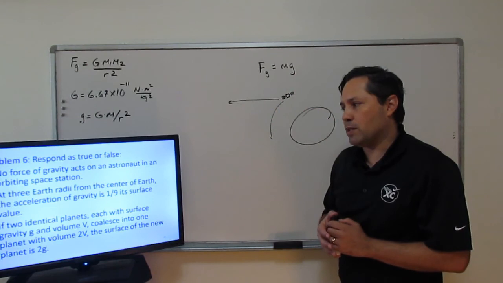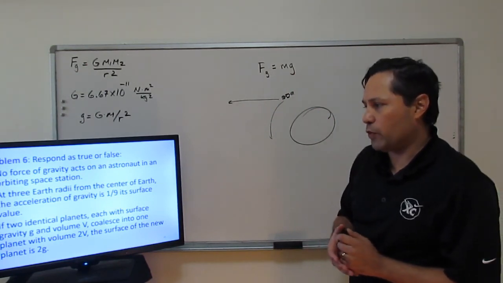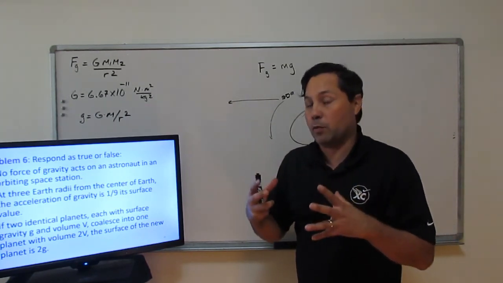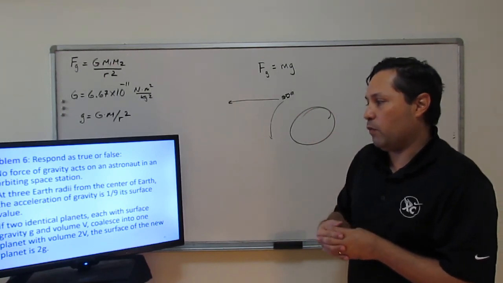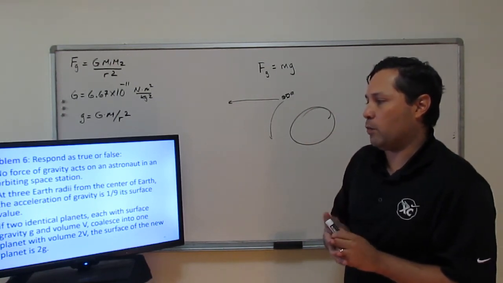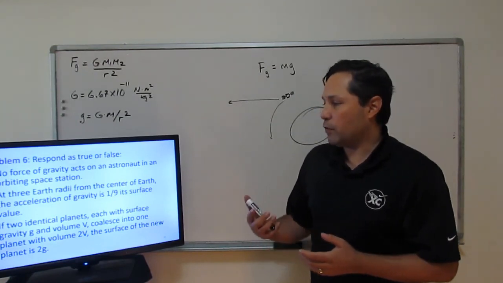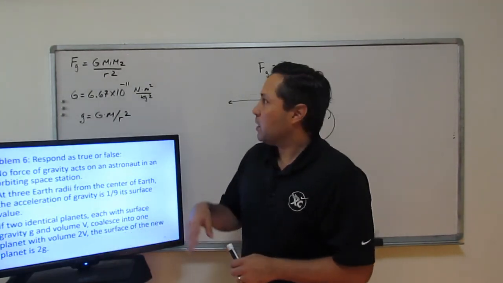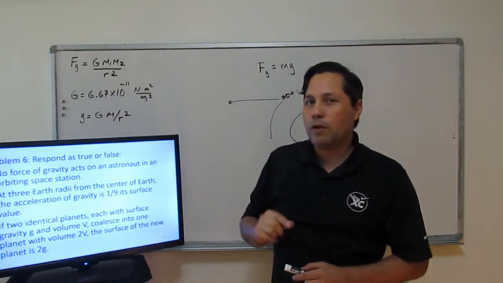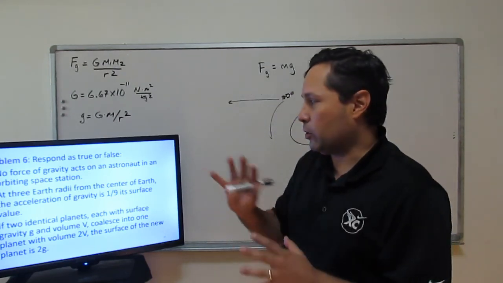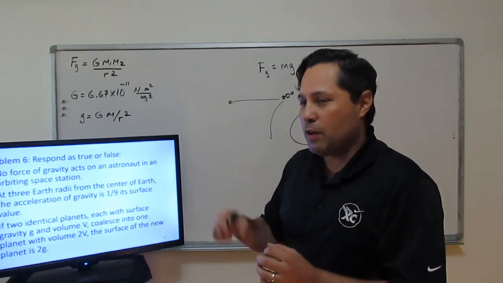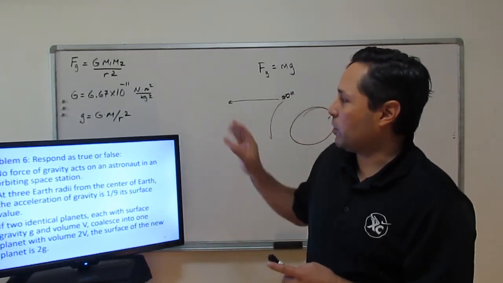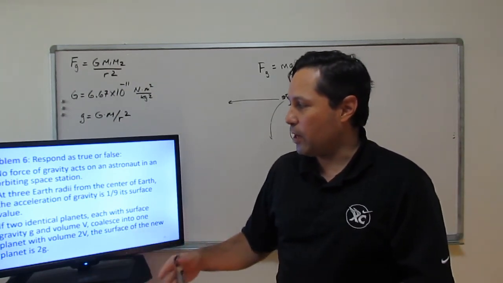Lastly, letter C. If 2 identical planets, each with a surface gravity of G and a volume V, were to coalesce, that means that 2 planets come together to form one bigger one, into one planet with double the volume, the surface gravity of the new planet would be double G. The answer for that was no, it would be false for a number of reasons. Number one, even if you double the volume, that doesn't mean that you double the radius. So that immediately throws out the fact that it'll be double G. And even if you were to double the radius, you still wouldn't get double G. So the last one is false.